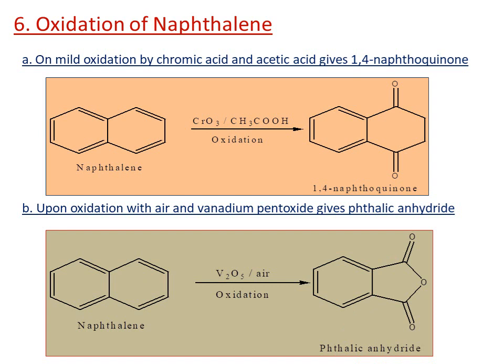So in this video we studied 6 characteristic reactions along with the structure of naphthalene. What are the 6 characteristic reactions? Halogenation, nitration, sulfonation, Friedel-Crafts acylation, and reduction, followed by oxidation of naphthalene.